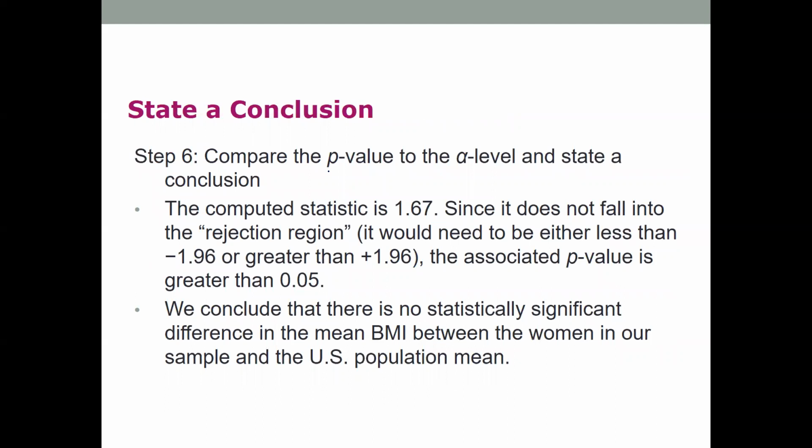And then you're going to compare the p-value to the alpha level that you've set. The computed statistic is 1.67. Since this does not fall into the rejection region, it would need to be either less than negative 1.96 or greater than 1.96. Remember, we have the curve and there you have your rejection region. The associated p-value is greater than 0.05, because it does not fall in the rejection region. And we conclude that there is no statistically significant difference in the mean BMI between the women in our sample and the US population mean.